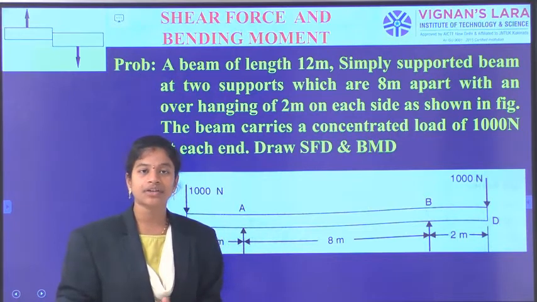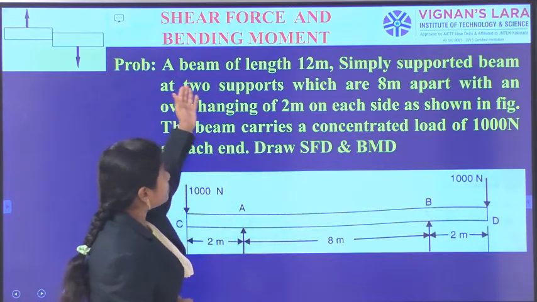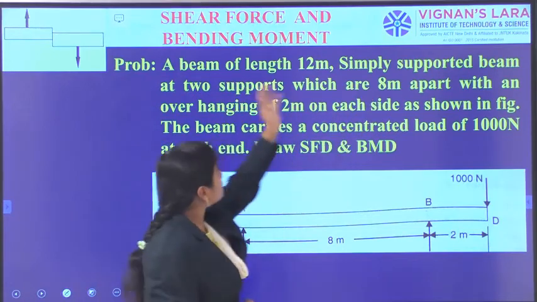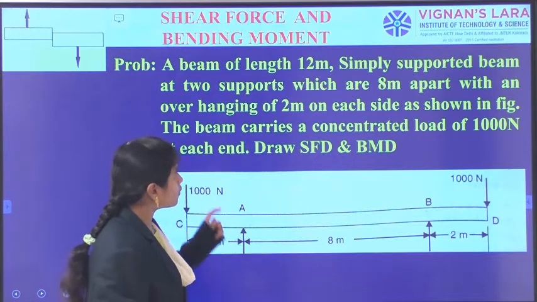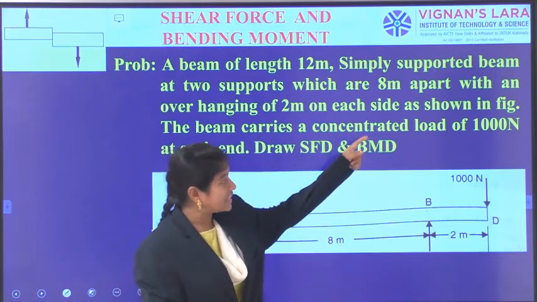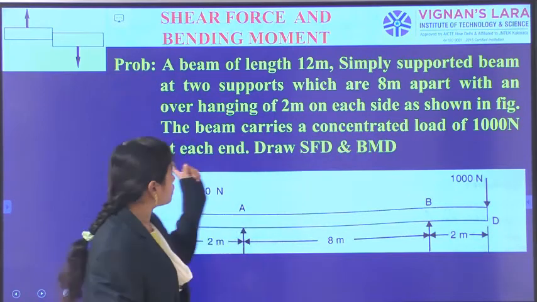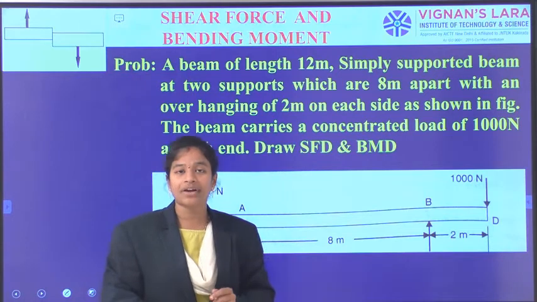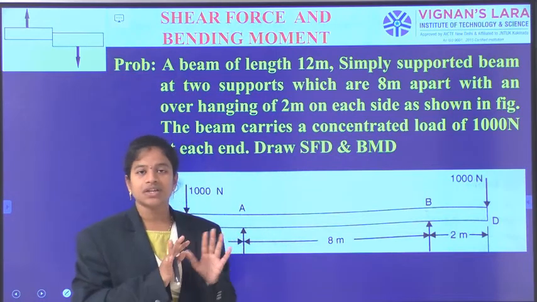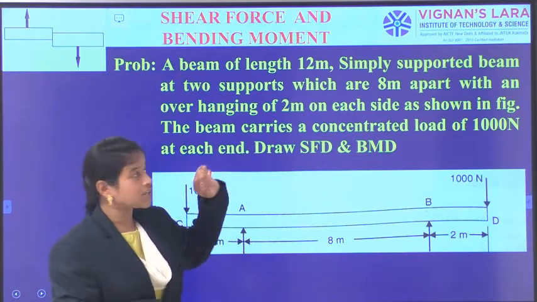There I have observed another overhanging beam, also with the application of point loads. See here, a beam of length 12 meters simply supported at two supports which are 8 meters apart, with an overhanging of 2 meters on each side as shown in the figure. The beam carries a concentrated load of 1000 newtons at each end. Draw shear force and bending moment diagram. So first we are only observing the loading figure, and after that we will go into the shear force and bending moment diagram.